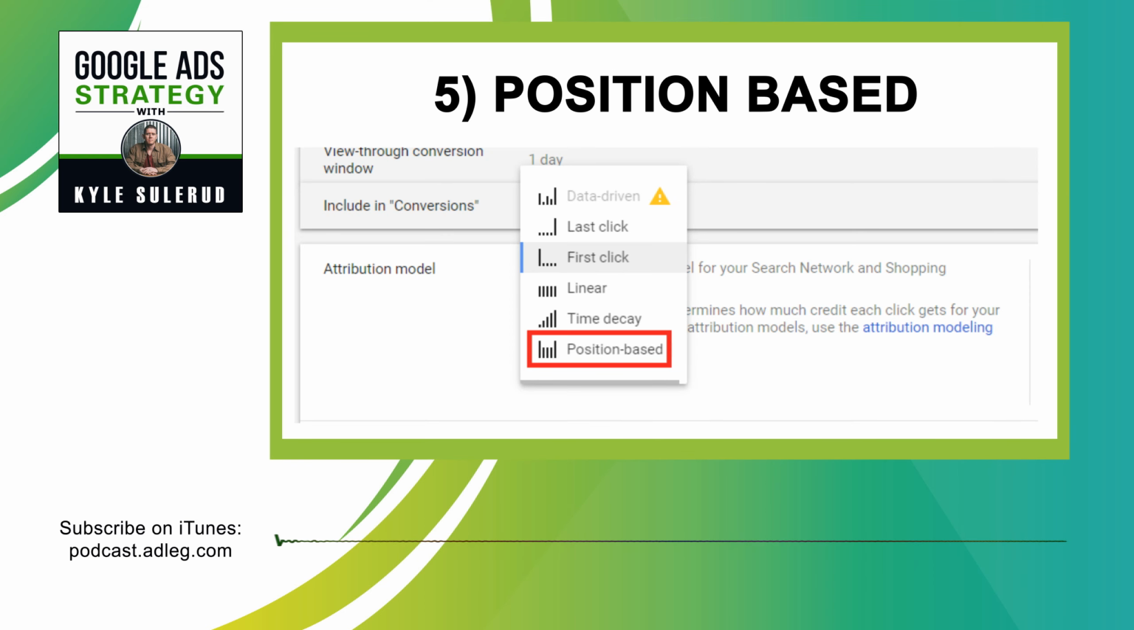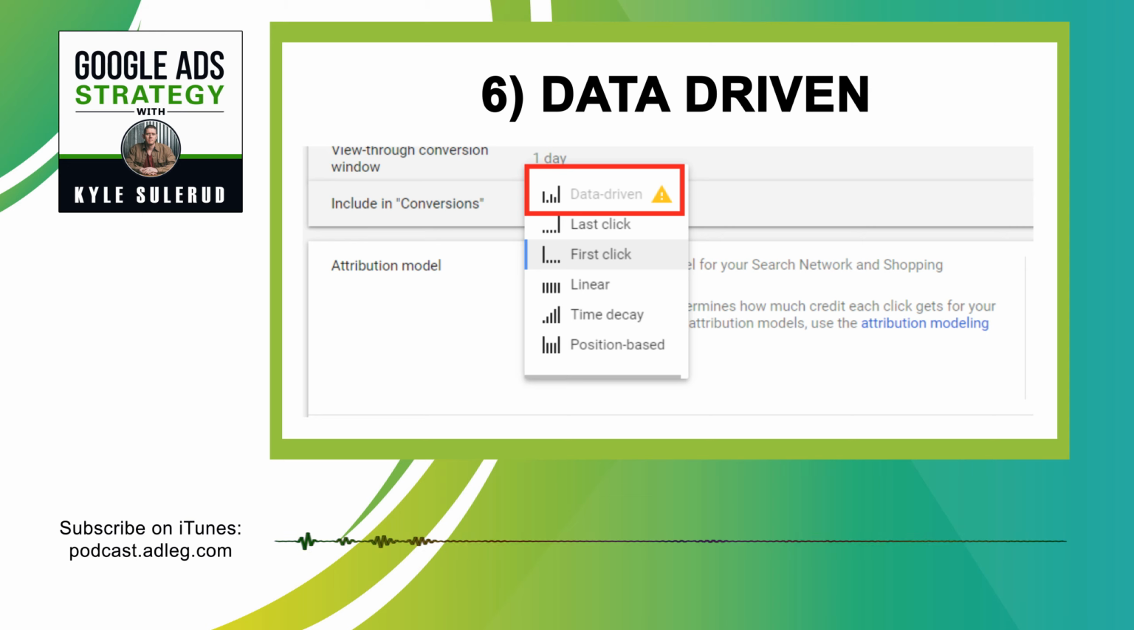Then we have position-based. Position-based gives 40% credit to the first click and the last click, and then the remaining 20% is distributed across all the other clicks in the path. So if you had 3 clicks, the first one is 0.4, the last one is 0.4, the middle one is 0.2. Or if you had 4 clicks, you still have the first one at 0.4, the last one at 0.4, but then the middle 2 clicks are each going to be 0.1.